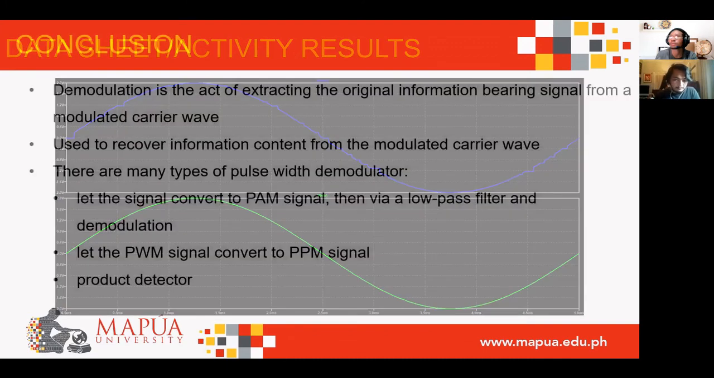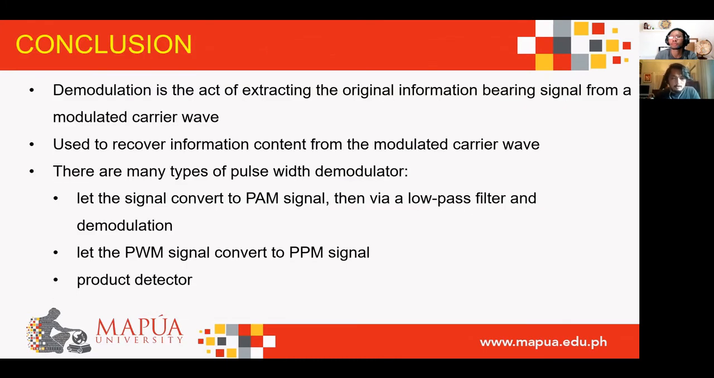So in conclusion, demodulation is the act of extracting the original information bearing signal from a modulated carrier wave. Then, demodulation is used to recover information content from the modulated carrier wave. Then there are many types of pulse width demodulator. The first type is to let the signal convert to a PAM signal via a low pass filter and demodulation.